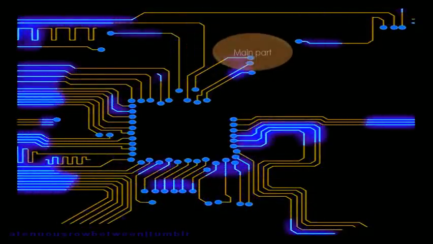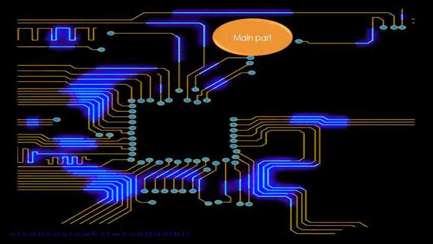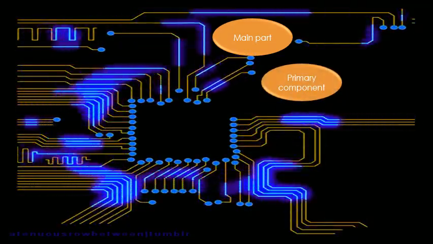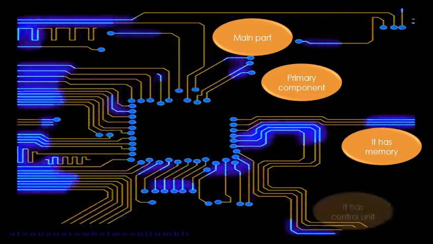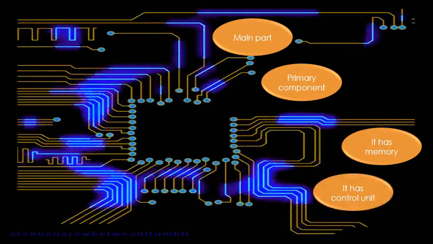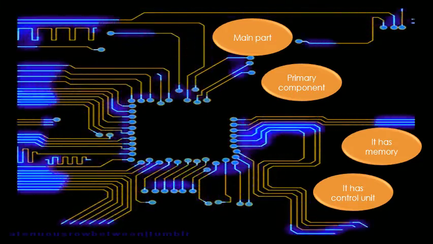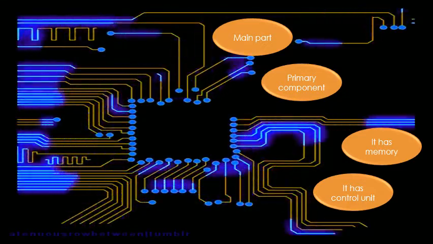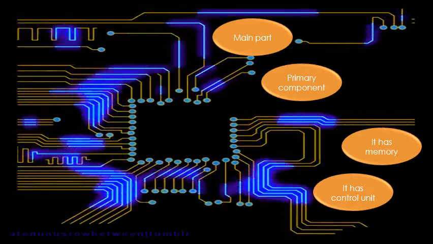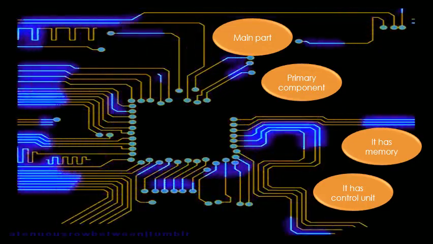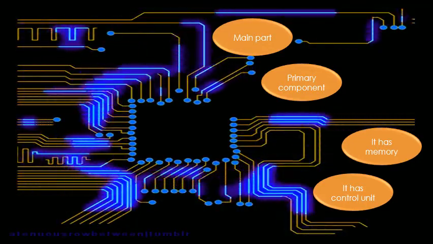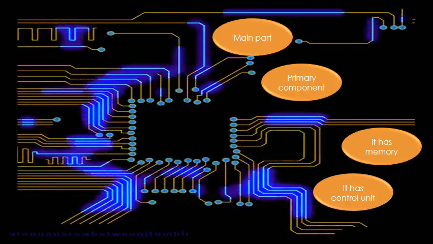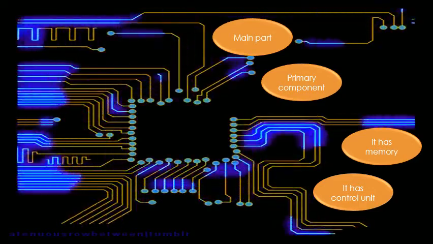If we see the CPU from inside, it is a more complicated structure. It is the main part of the computer. It is the primary component of our computer, and it has the memory and the control unit. Input devices were keyboard, mouse, game controller, joystick. But when we talk about process, the second step of the working of a computer, that is done only in the CPU, the central processing unit. It is the processing unit, so the process is always happening in the CPU.